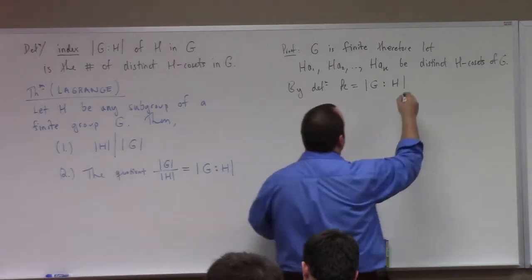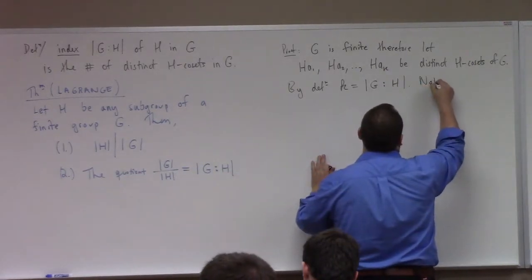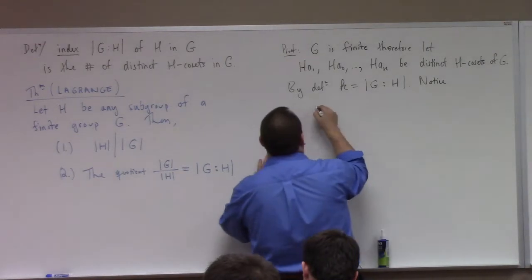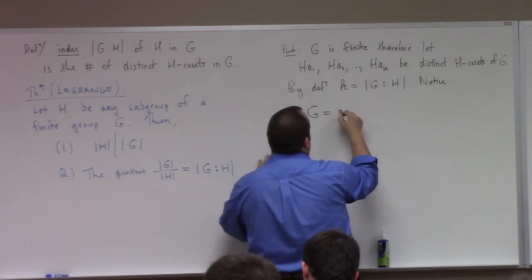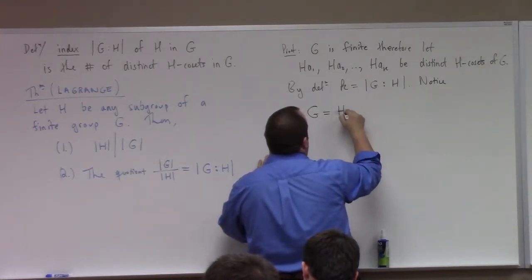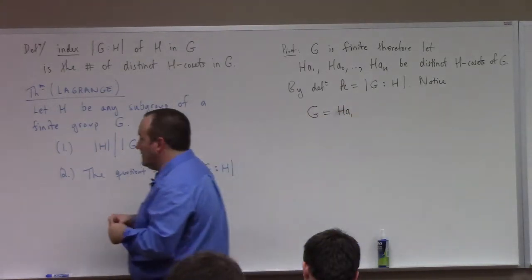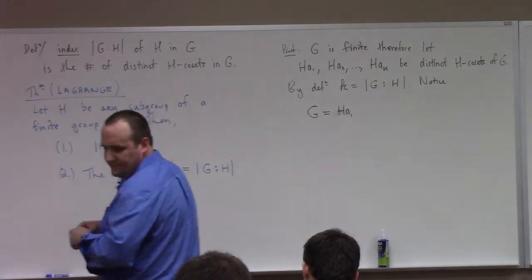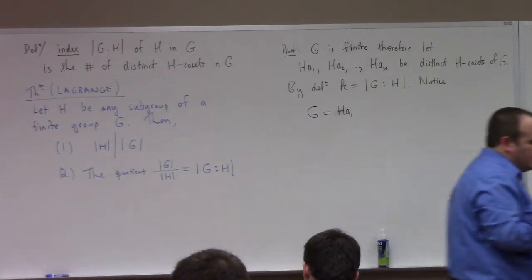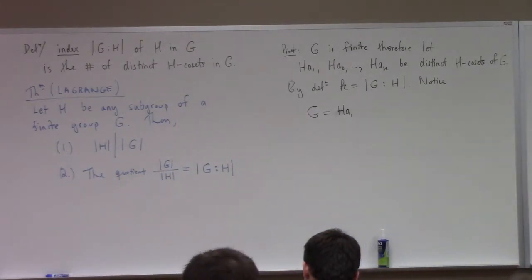So then notice that G is equal to HA1. Well, I guess I don't have to say. Sorry, I just lost my place. Excuse me. By theorem 1. What was theorem 1?